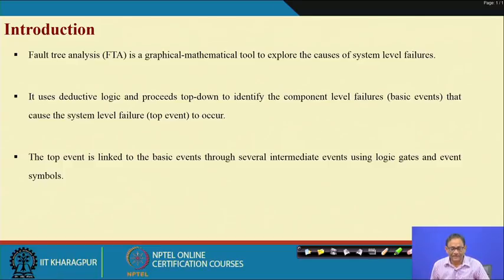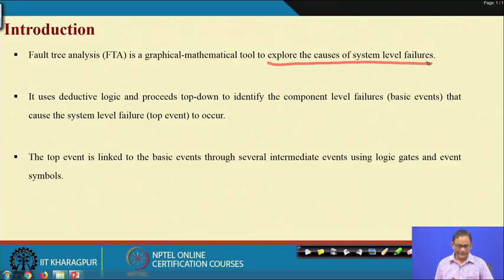Fault tree analysis is a graphical and mathematical tool, and its purpose is to explore the causes of system level failures. Why is it graphical? Because we will be using several symbols, event symbols and gate symbols, and all the symbols will be linked, event symbols with the appropriate gate. By this process we get a graphical tree which ultimately enumerates the causes of the system level or top level failure.